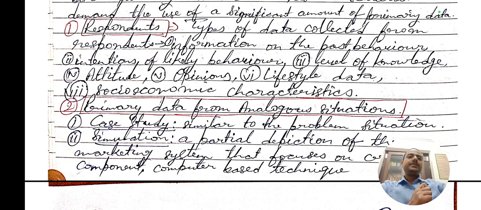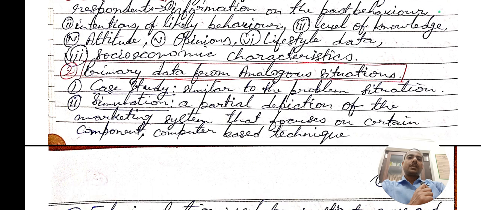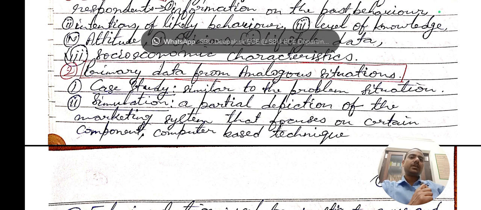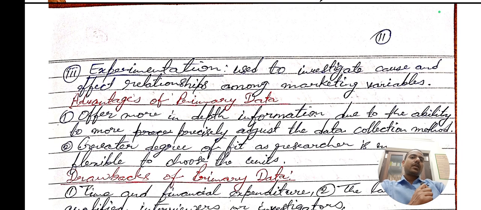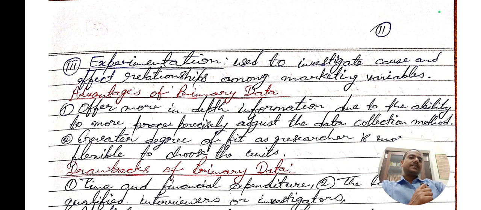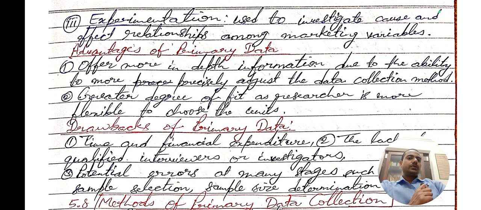Second, we have primary data from analogous situations, such as a case study similar to the problem situation. Third, we have simulation, a partial depiction of the marketing system that focuses on certain components, using computer-based techniques. Then experimentation is used to investigate cause and effect relationships among marketing variables. The advantages are that it offers more in-depth information due to the ability to more precisely adjust the data collection method, and a greater degree of fit, as the researcher is more flexible in choosing the units.